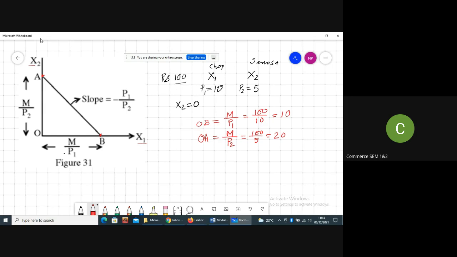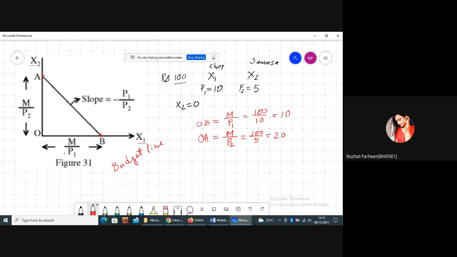Now, if we join a straight line between these points, then this downward sloping line is nothing but your budget line. We call it the budget line. Is this clear? Yes, sir.